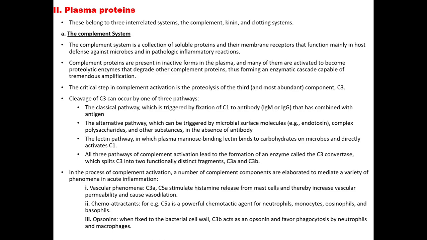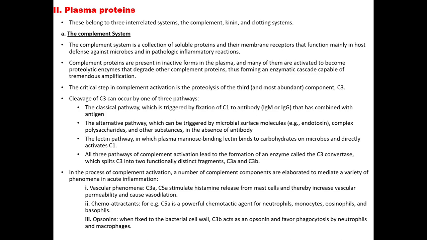Or we have the alternative pathway, triggered by microbial surface molecules, like endotoxin, and complex polysaccharides present on the microbe, and other substances in the absence of antibody. In this case we have no antibody. This is the alternative pathway. Or we have the lectin pathway, in which plasma mannose-binding lectin binds to the carbohydrate on the microbe and directly activates C1, which subsequently will activate C3.